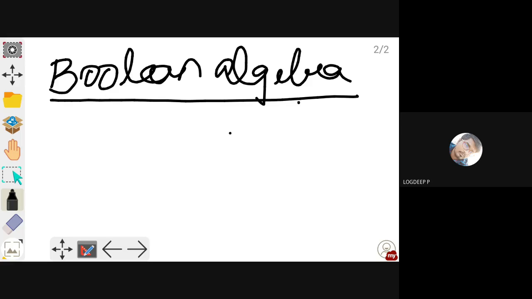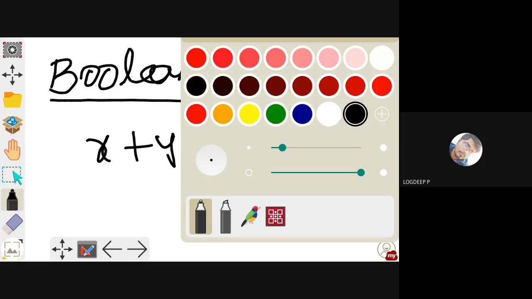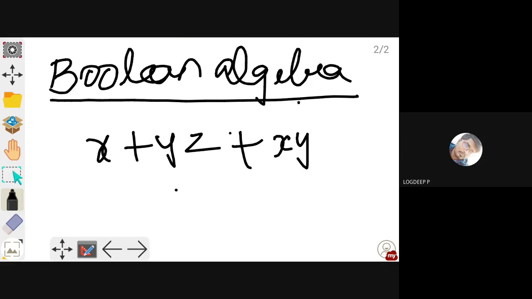Next we are moving forward to Boolean algebra. You would have heard the name algebra. In maths you will have studied something like x plus y plus z, x plus yz, x y. So here in algebra you will have some variables, and you will be using operations like addition, subtraction, multiplication and all. Here also you will be dealing with Boolean algebra.